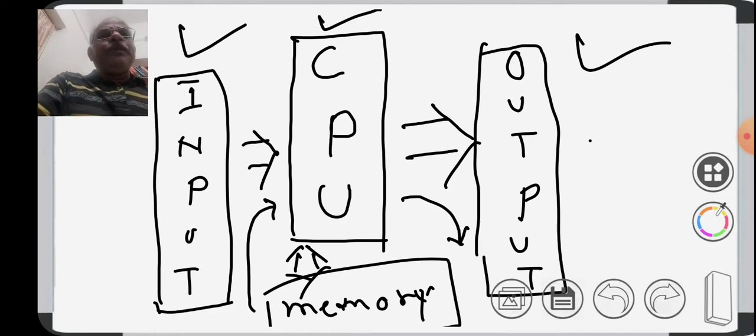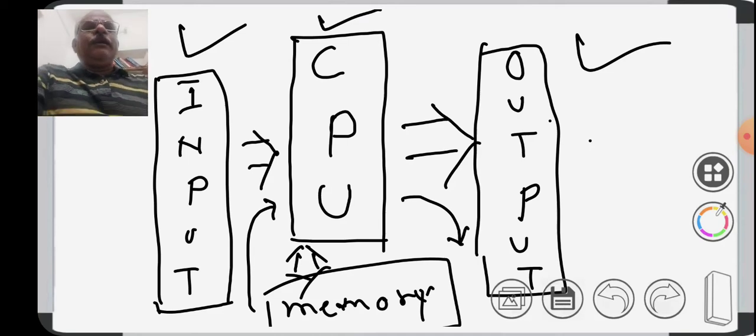So input, CPU and output are important blocks of this microcomputer system. In addition to that, memory is also connected to the central processing unit, and it is bidirectional. This is how the block diagram can be treated. You can go through books and the internet and find this block diagram in a systematic manner. I have just drawn it here to explain the necessary concept of the microcomputer system.